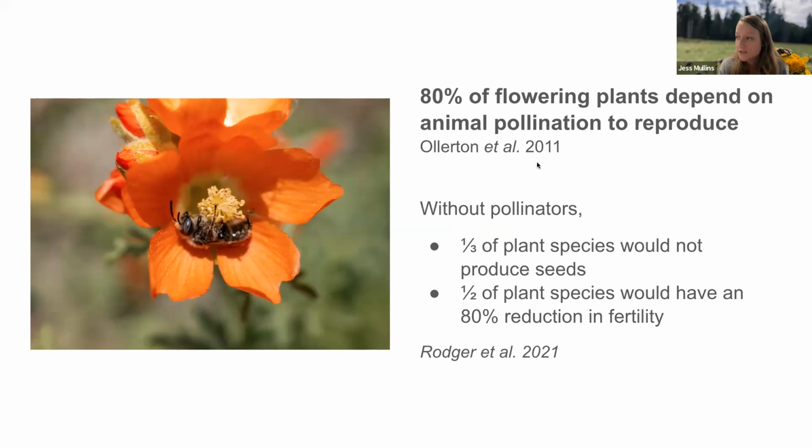And without pollinators, a third of plant species would not be able to produce seeds, and half of plant species would have an 80% reduction in fertility. So a plant would still produce a seed, but it wouldn't be a very viable seed, and that seed's offspring would probably not be very successful. So bees are crucial pollinators, certainly not the only pollinators, but very special because their diet depends on pollen, whereas other pollinators are visiting flowers primarily to collect nectar and accidentally getting pollen on them.